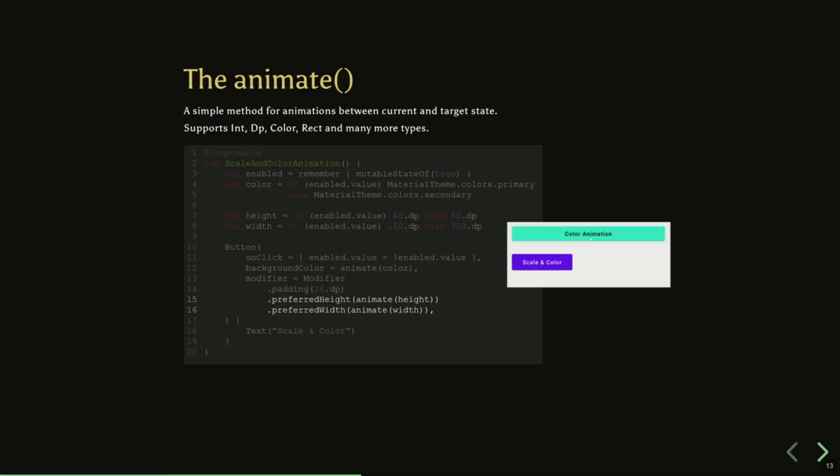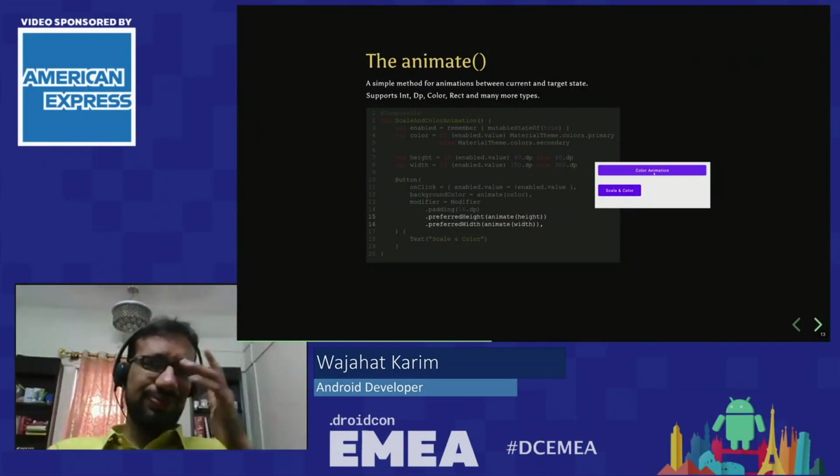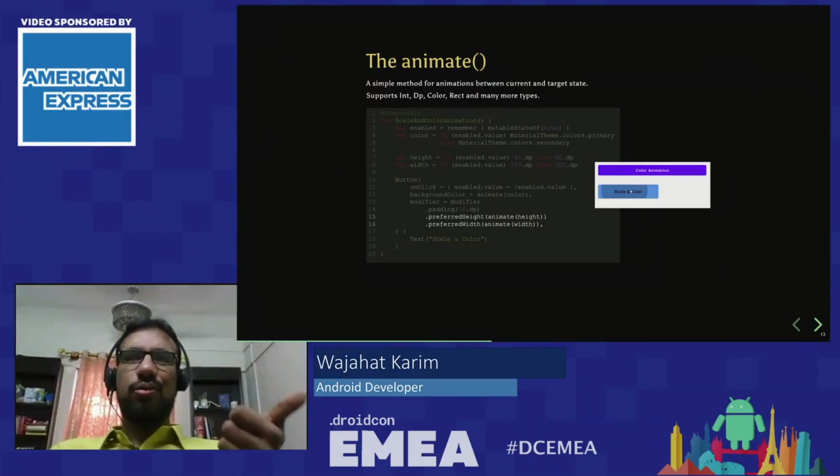You can see that I haven't done any mathematics or calculations here. I only gave height from 40 to 60, and I put it in the button preferred height. That's it. The only difference is that I have wrapped it around animate height. So you can do a lot of good stuff with it. This is very simple, and it does not require any 100 lines of code. And this also offers some more flexibility.